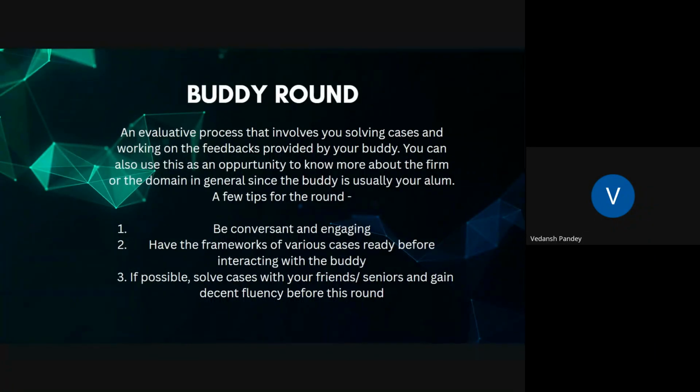But for certain cases, which are the unconventional ones, you generally have to make a framework on the spot using structuring. So it'd be good if you have practiced a few of these cases before solving a case with your buddy. Though this round is intended for you to improve in your cases, at the same time you would want to make a good impression in front of your buddy as well, because this process is somewhat evaluative.